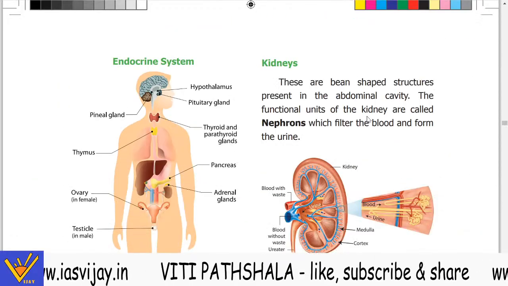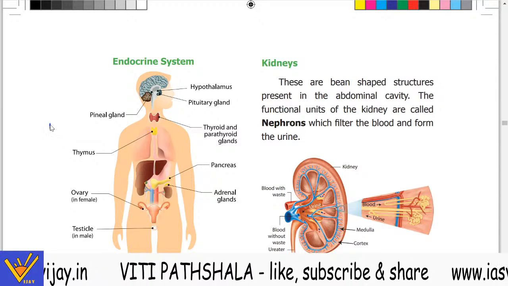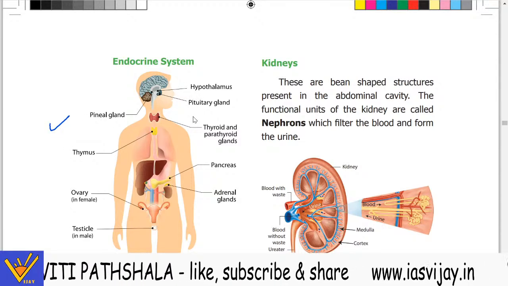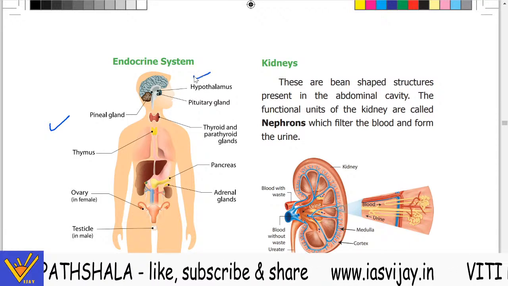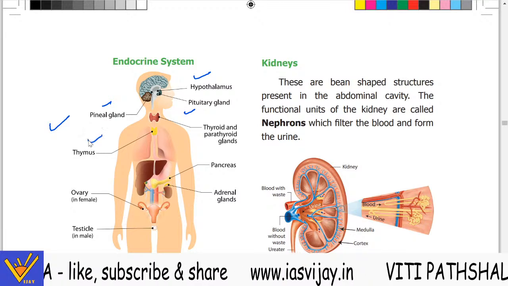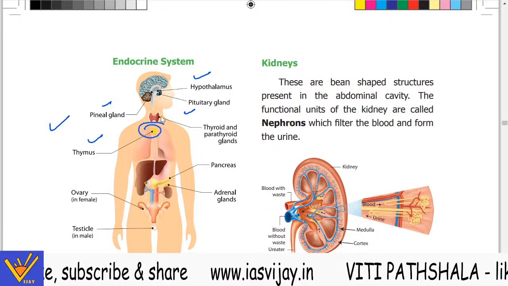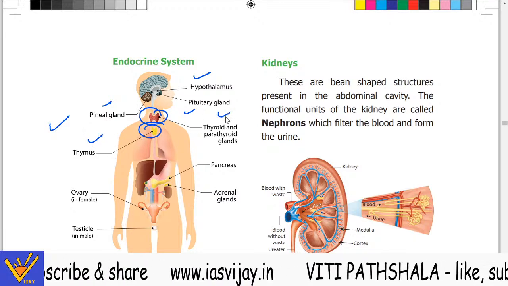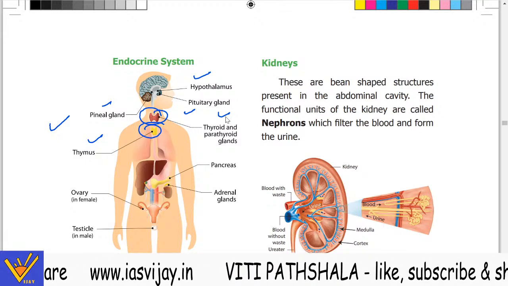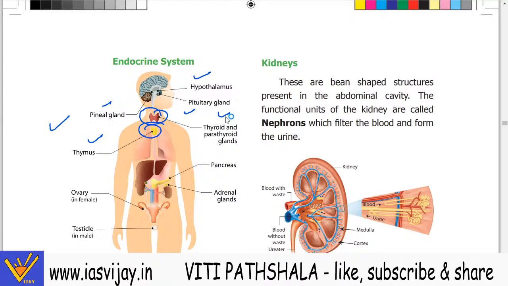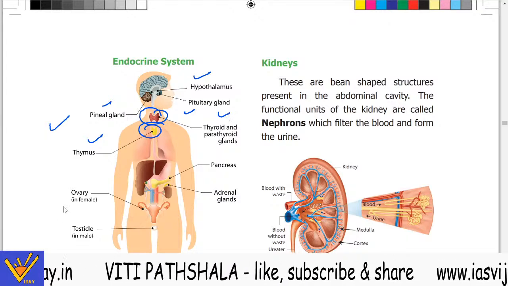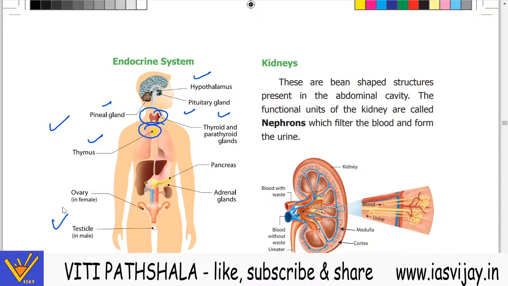Now, the endocrine system. A beautiful picture they have shown you. In the endocrine system, these are the glands you will find: the hypothalamus, then the pituitary gland and the pineal gland, the thymus, and the thyroid gland in the neck, and the parathyroid gland you will find in the neck. Then there is the pancreas, then the adrenal gland, and the ovary in the female, and the testicle you will find in the males.